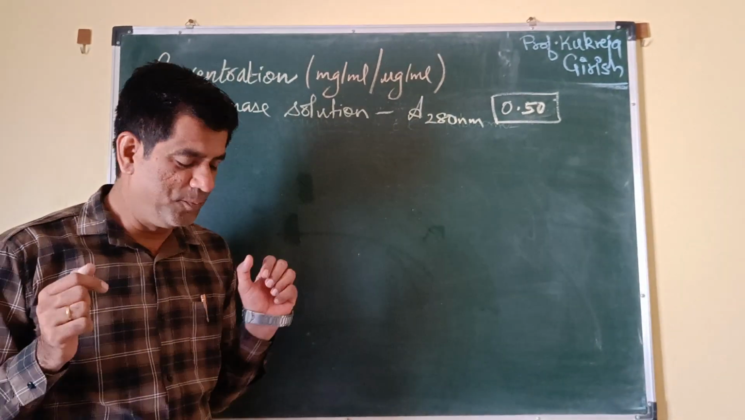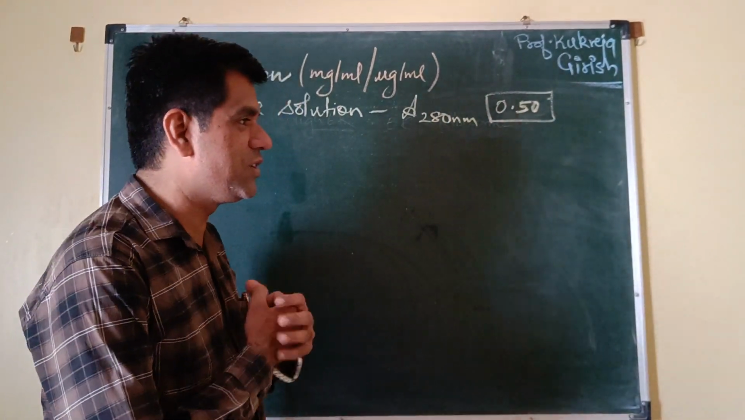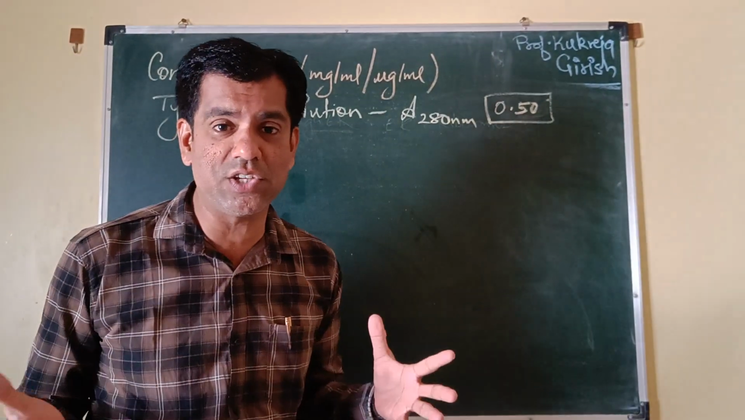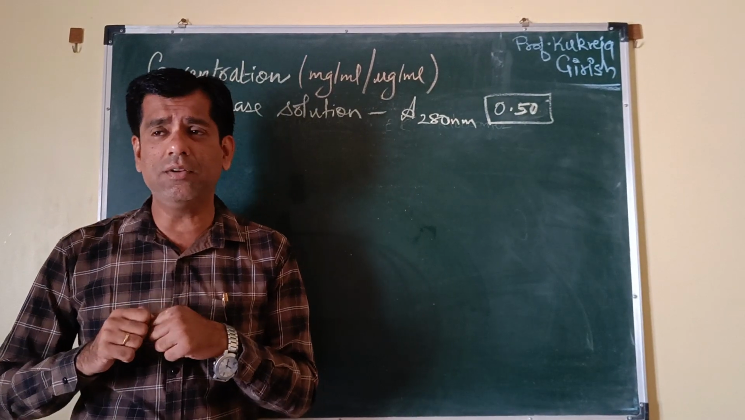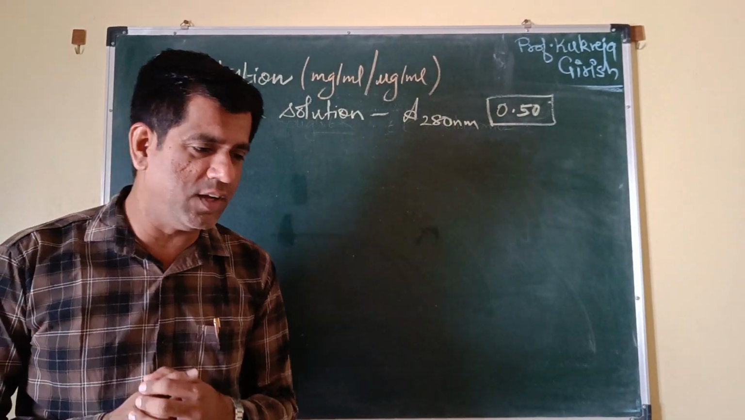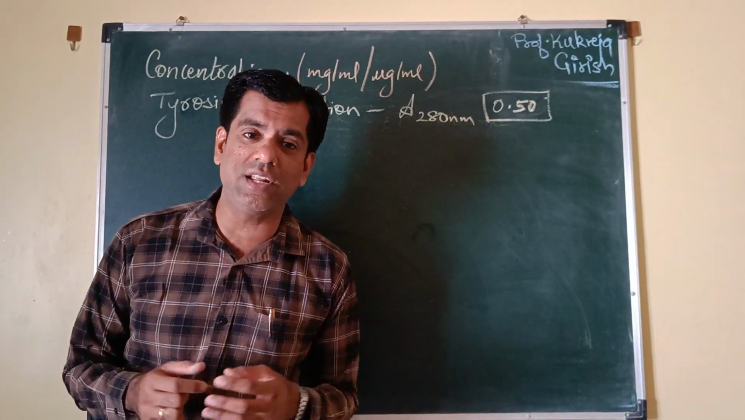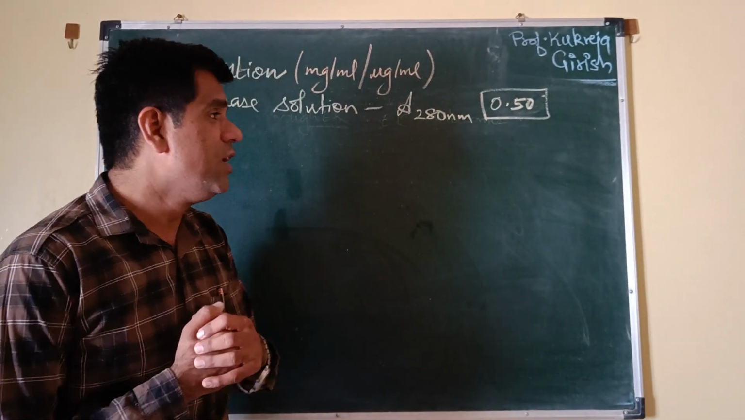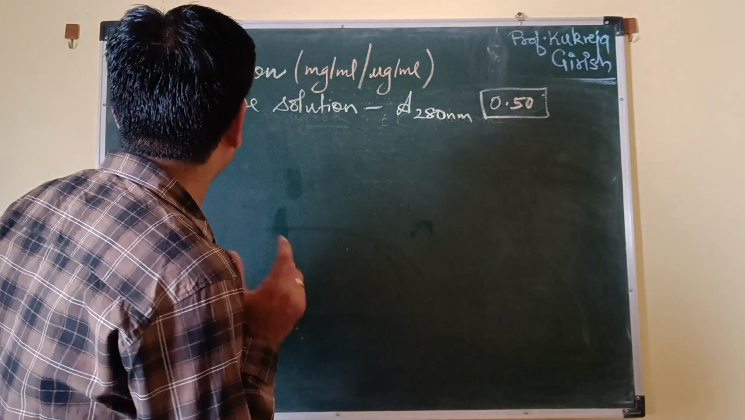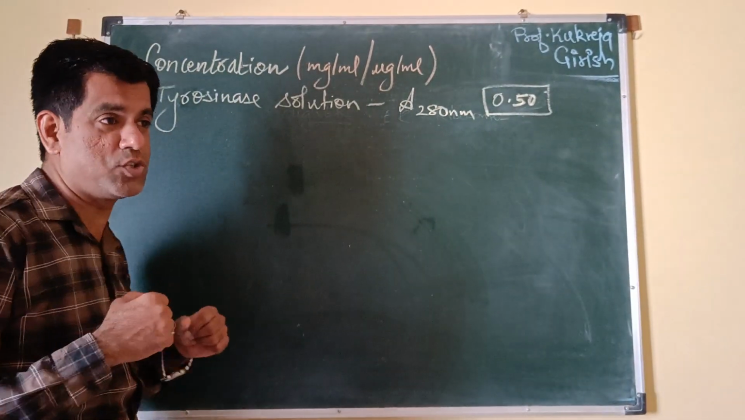Today, while performing many experiments, we need to find out the concentration of a particular compound. The most commonly used method in a general microbiology, biotechnology or biochemistry laboratory is spectrophotometry. A similar kind of case was encountered here where the concentration was to be found out.